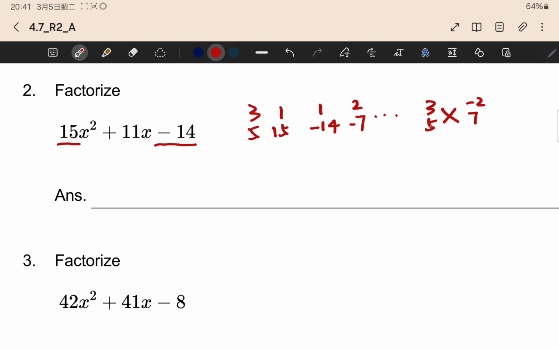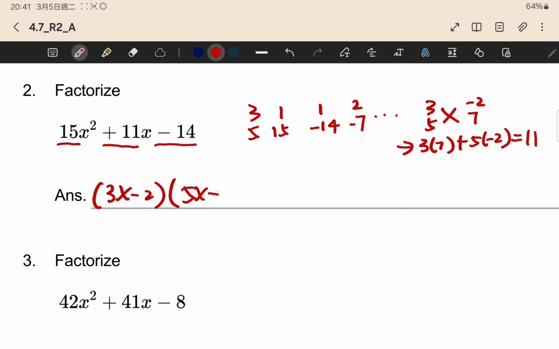To check the cross multiplication, we multiply 3 to 7 plus 5 to minus 2, which is equal to 11. It matches with the coefficient of the middle term. So the factorization is bracket 3x minus 2 corresponding to the upper row, and 5x plus 7 corresponding to the lower row.